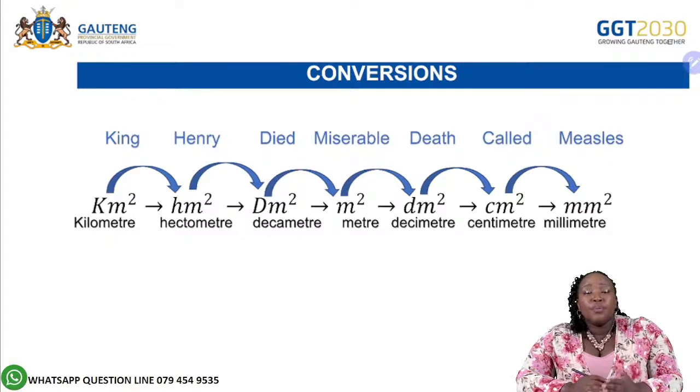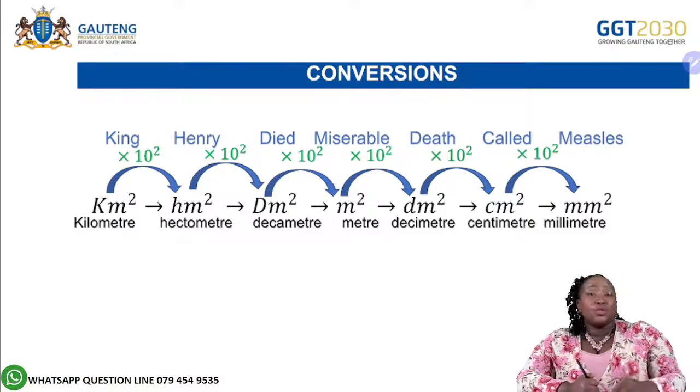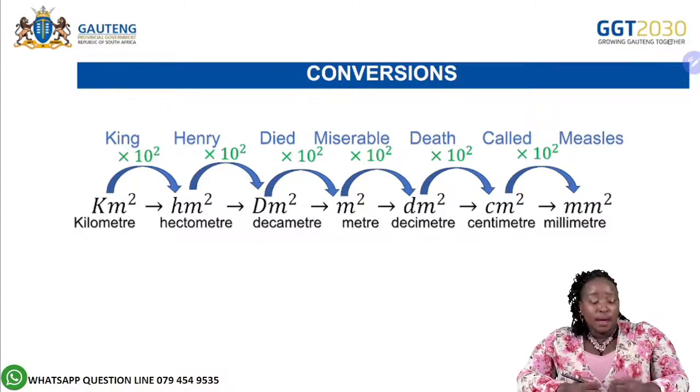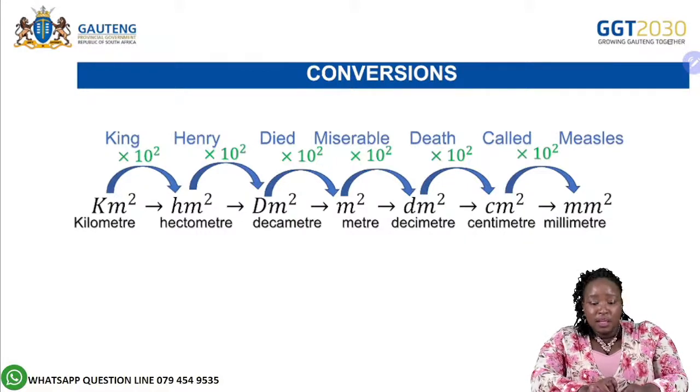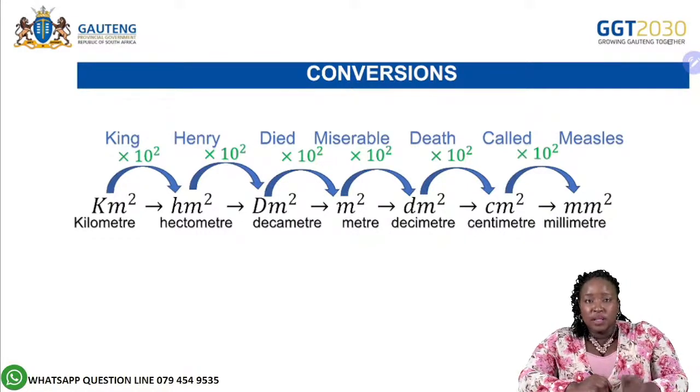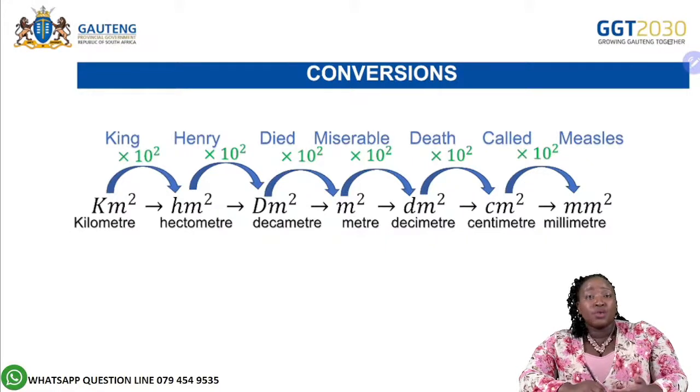When we go from a larger unit to a smaller unit, we multiply by 100 or 10 squared to get to the next unit, okay? So for example, from kilometers to hectometers, it would be times 10 squared. But from kilometers to decameters, what would we do? We would use times 10 squared times 10 squared to get to decameters. Make sense? So don't skip one of them. Just remember that you must use all of them. Okay. So it's either you use 10 squared or 100. I wrote it as 10 squared so that you remember that the area is measured in square units.